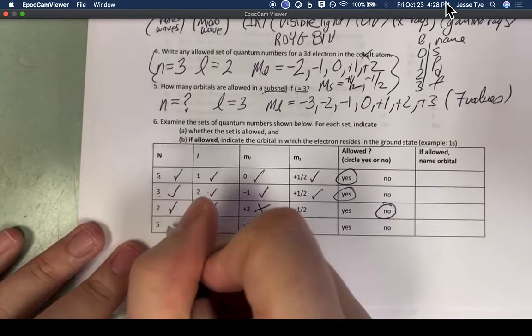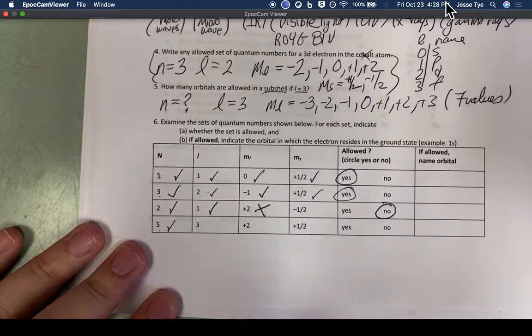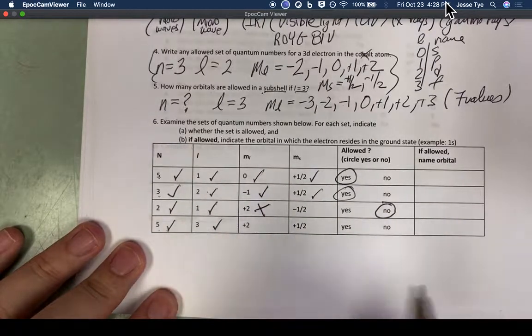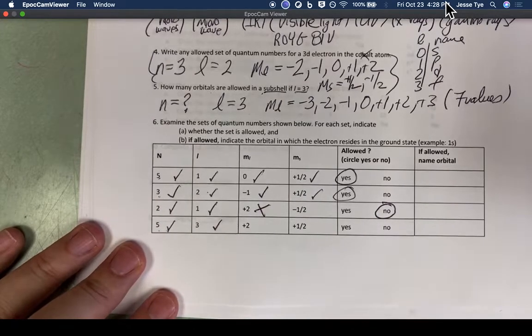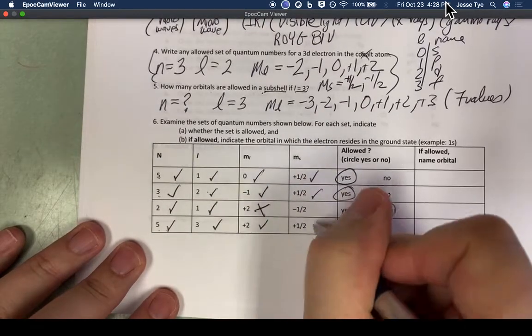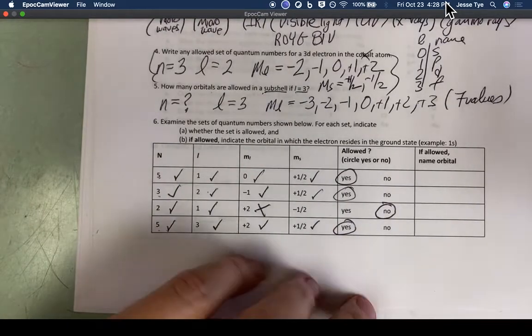N equals 5 is still okay. If n equals 5, L has values of 0, 1, 2, 3, and 4, so that's okay. If L is equal to 3, M sub L has values of minus 3, minus 2, minus 1, 0, plus 1, plus 2, and plus 3, so it's okay. And then this also is okay. So 3 of the 4 are good electron configurations.